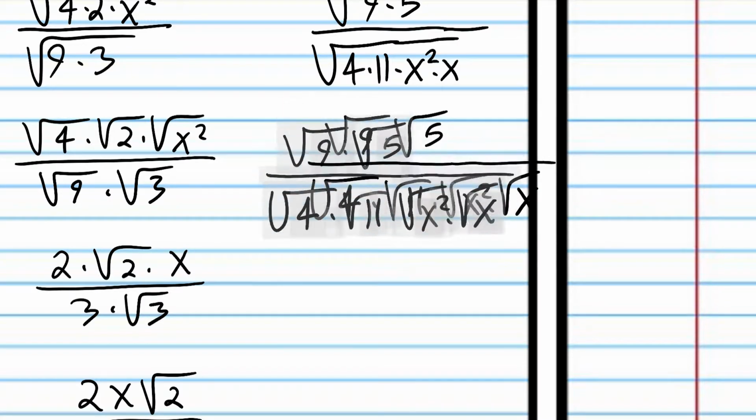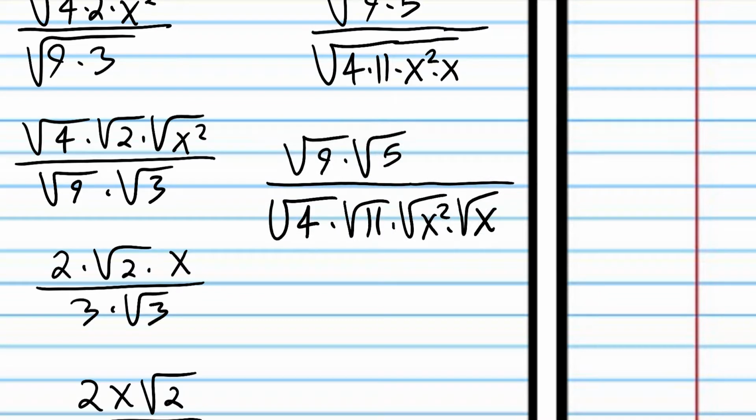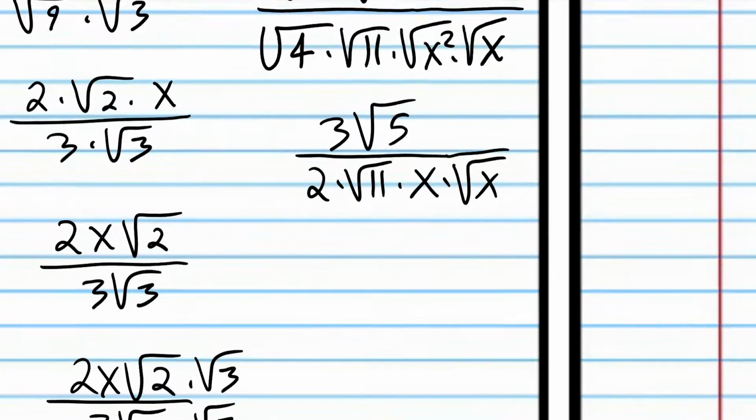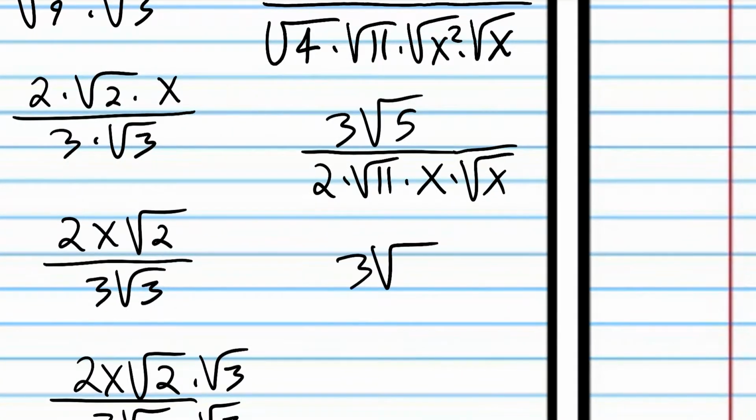And at that point, square root of 9 is 3. Square root of 4 is 2. Square root of x squared is x. And we have 3 root 5 over 2x times root 11x.